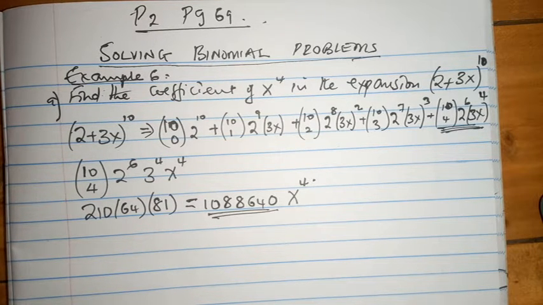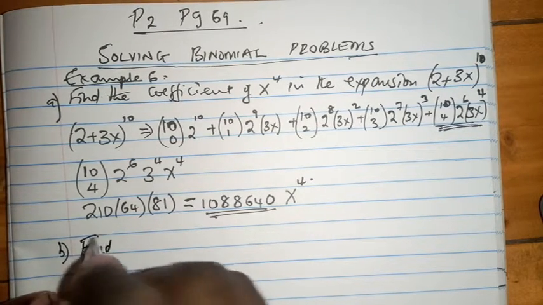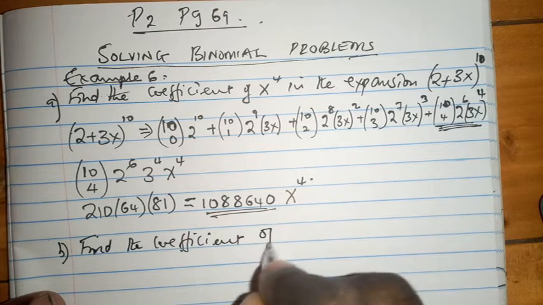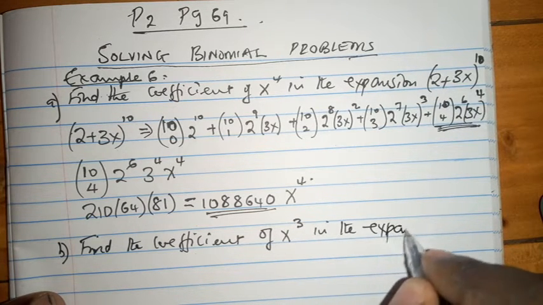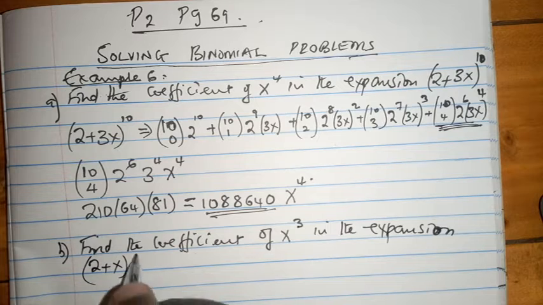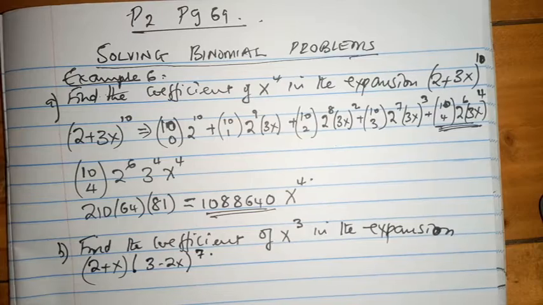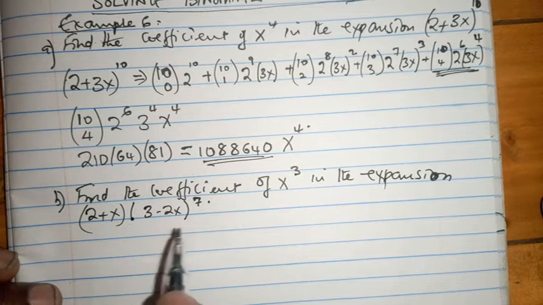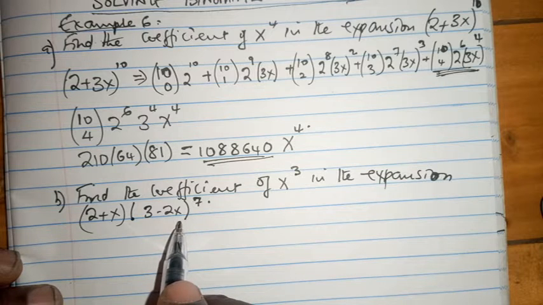So we can go to part B, which asks: find the coefficient of x raised to power 3 in the binomial expansion of (2 + x) multiplied by (3 - 2x) raised to power 7. This one is different and very special, because we can already see that there is a part which is already expanded, so our business will be to expand the other part.